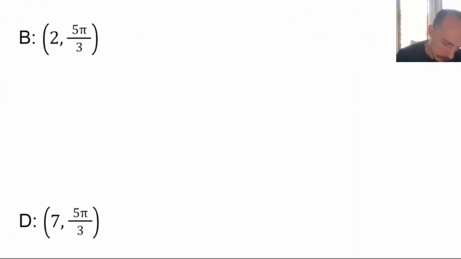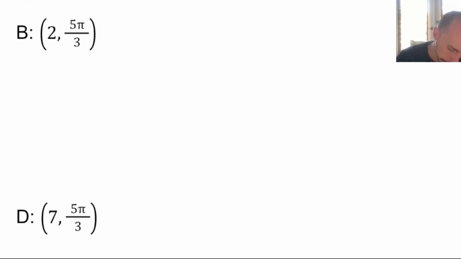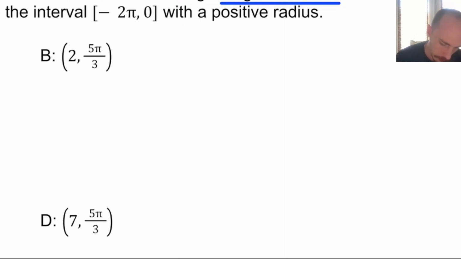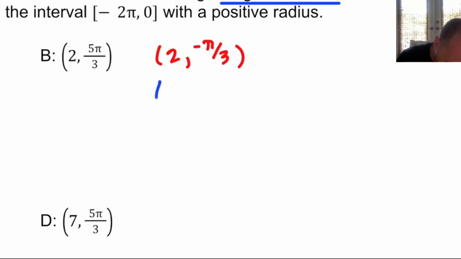For B, 2 and 5 pi over 3. So the first one, I'm going to get a negative angle and a positive radius. So r equals 2. Theta equals 5 pi over 3 minus 2 pi. Minus 6 pi over 3, that's negative pi over 3. And then as far as the one where r is negative, r will be negative 2, and we'll just go across the circle by subtracting pi. So 5 pi over 3 minus 3 pi over 3 is going to be 2 pi over 3.